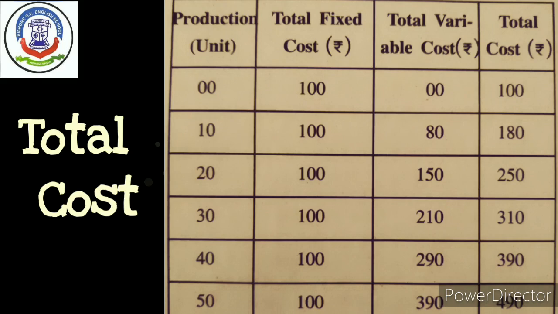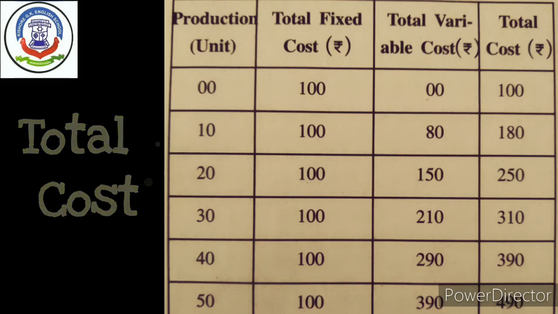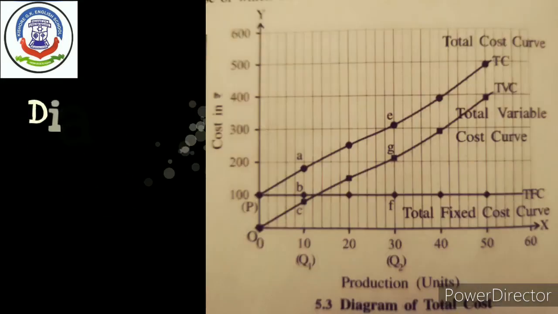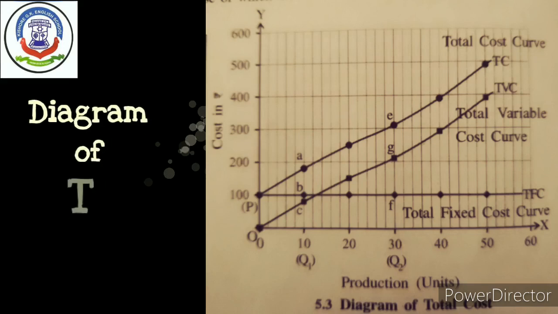So, the total cost curve is above the total variable cost curve. The difference between total cost and total variable cost is constant, because of which total cost and total variable cost curves are parallel to each other.